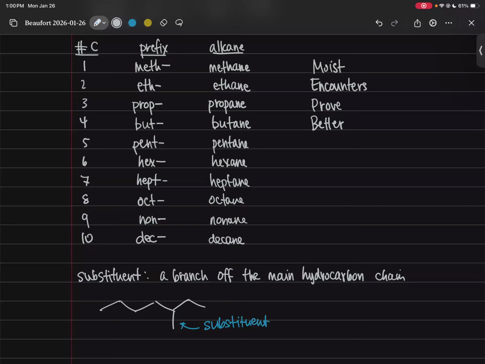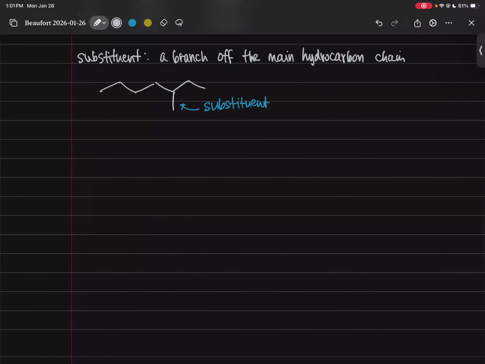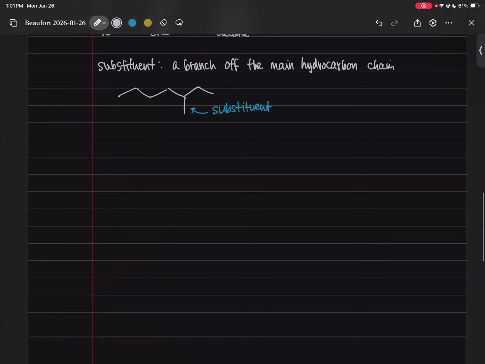So we have that straight chain alkane of 1, 2, 3, 4, 5, 6, 7 carbons. So that is what? Heptane. And we have heptane with a substituent of some kind. So what we're going to do is use heptane as our base name. And then in front of it, we're going to add all of the information that tells us about what the substituents are and where they are.